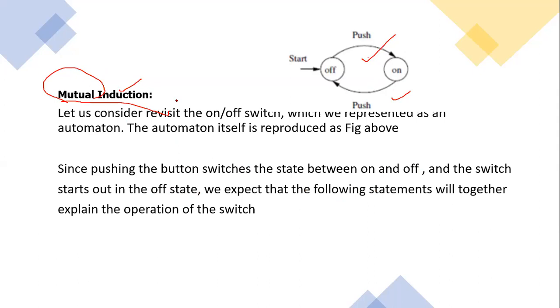You have to know the types: induction on integers, the second one structural induction, and mutual induction. In the case of structural induction, we have the example of a tree, and for mutual induction I can have one automaton with the process of a switch.